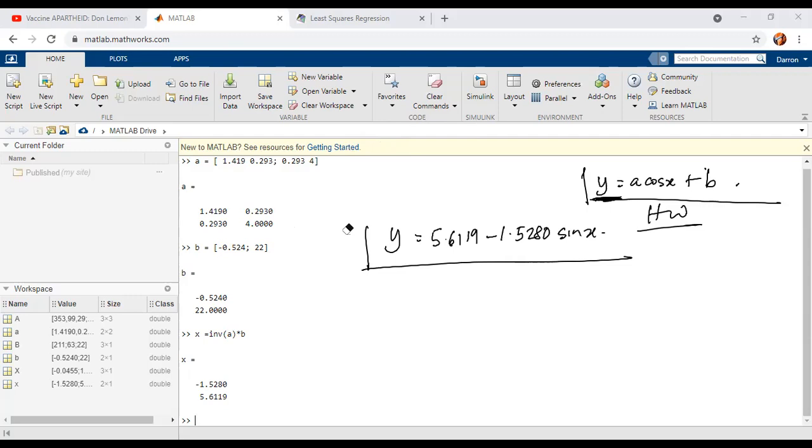All right, so the homework is y equals a cos x plus bx plus b? Plus B, okay. So same data. So we stop in there.